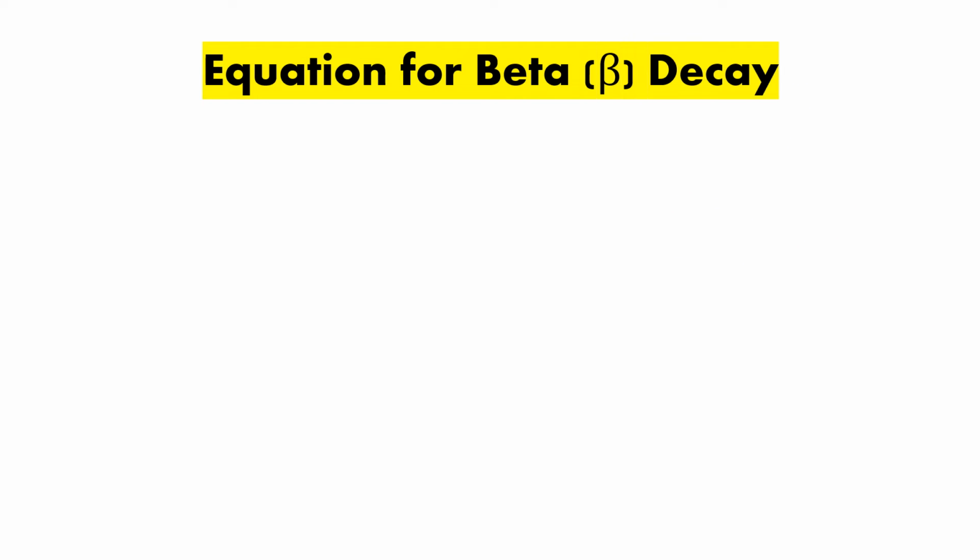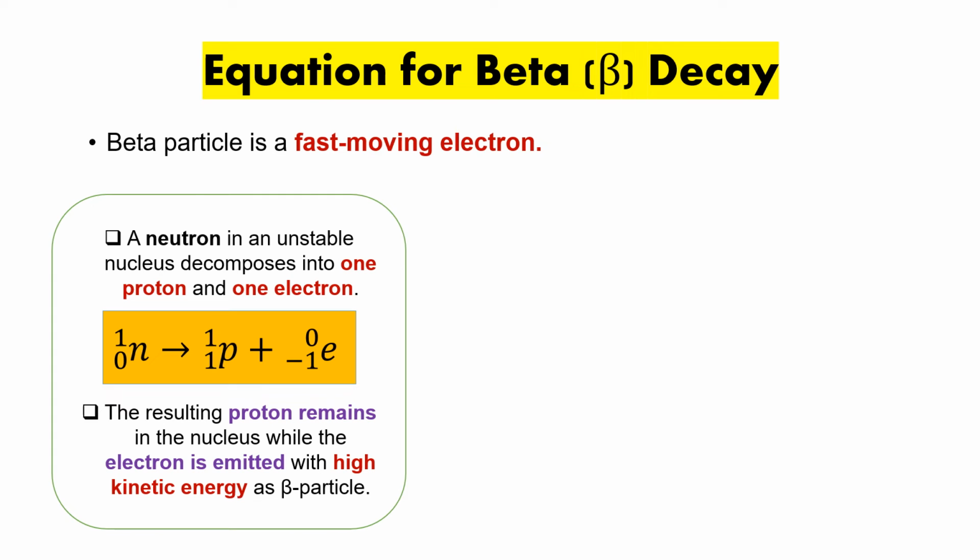The second equation is for beta decay. Beta particle is a fast-moving electron where these particles are very small and move with very high speed. In beta decay, a neutron in an unstable nucleus decomposes or changes into one proton and one electron. The resulting proton remains in the nucleus while the electron is emitted with high kinetic energy as beta particle. Therefore, proton number of the new nucleus will increase by 1 and the nucleon number remains unchanged.